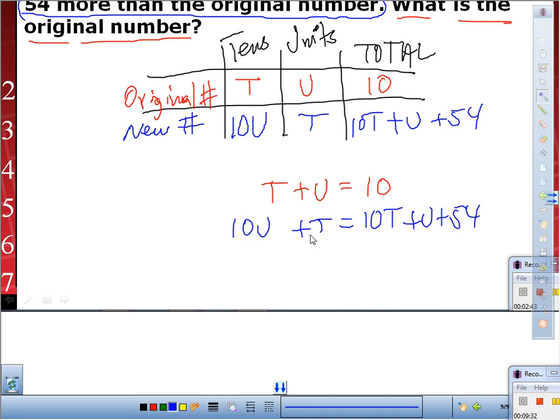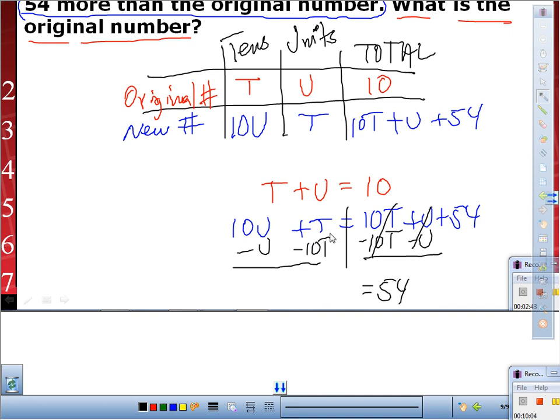Okay? So you're like, Mr. Q, this looks a little confusing. Well, let's simplify it. Let's simplify this blue one. Line down the equal sign. I need to get the T and the U together, right? So here I subtract 10T, subtract 10T. But let's subtract also the U. Subtract U, subtract U. This cancels. Bring down the 54.